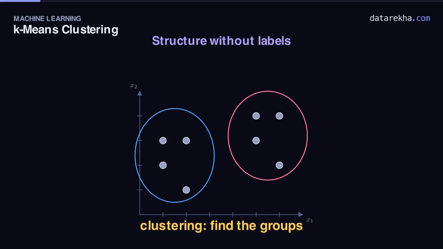It sees two natural huddles, a clump on the left, a clump on the right, with a gap between them. Finding that hidden grouping, with no labels to guide you, is called clustering. This is unsupervised learning. Nobody hands us the right answer, so the structure has to come out of the data itself. And the most famous algorithm for it is beautifully simple: k-means.